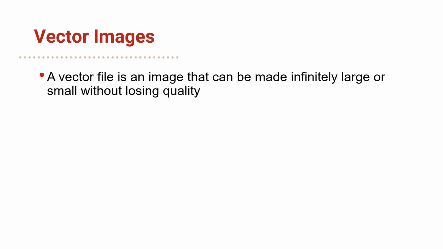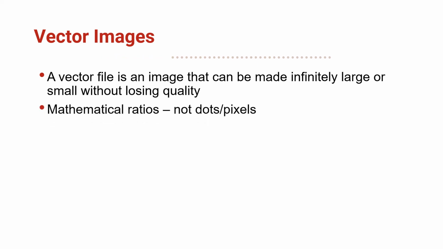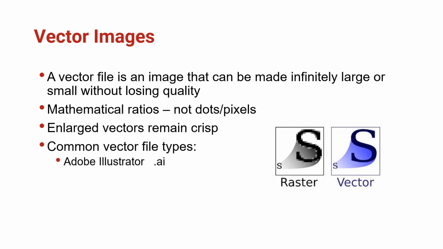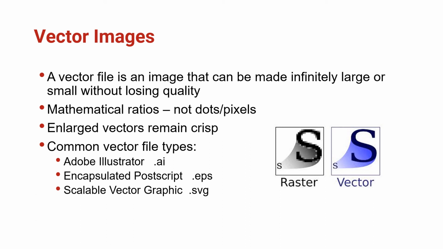A vector file is an image that can be made infinitely large or small without losing its quality. This is possible because vector images use complex calculations of mathematical ratios instead of pixels or dots. Common vector file types include Adobe Illustrator, .ai, encapsulated postscripts, .eps, or scalable vector graphics, .svg files. You'll usually need a special software program to open or edit or even just use a vector file.